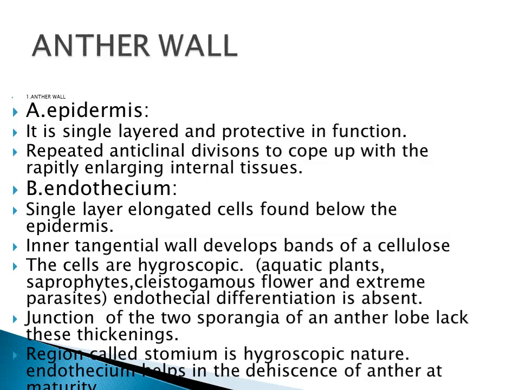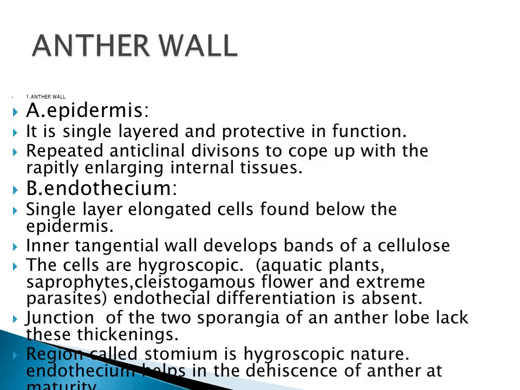Then the second layer is called the endothecium. The endothecium consists of a single layer of cells. It is found below the epidermis. The inner tangential wall is made of cellulose. The cells present in the endothecium are hygroscopic. Hygroscopic means it can allow water to enter in. These cells are found in some aquatic plants, saprophytes, cleistogamous flowers and extreme parasites. These are present in the endothecium.